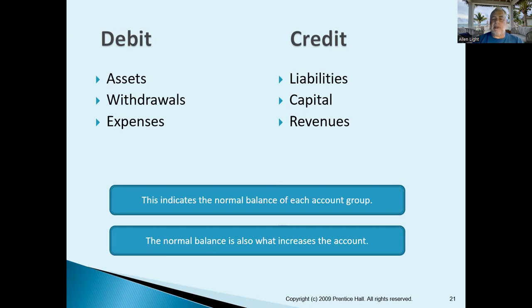This kind of summarizes the debit and credit rules. Remember that normal balances of assets, withdrawals, and expenses are debits. Normal balances of liabilities, capital, and revenue are credits. The normal balance is also what increases the account.